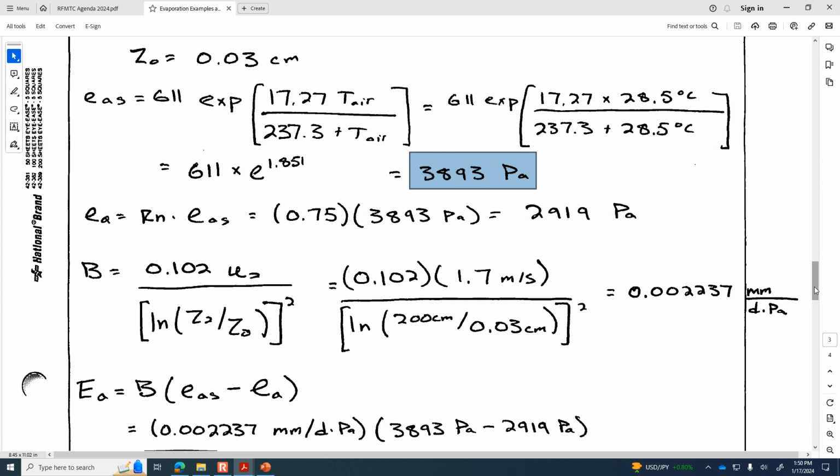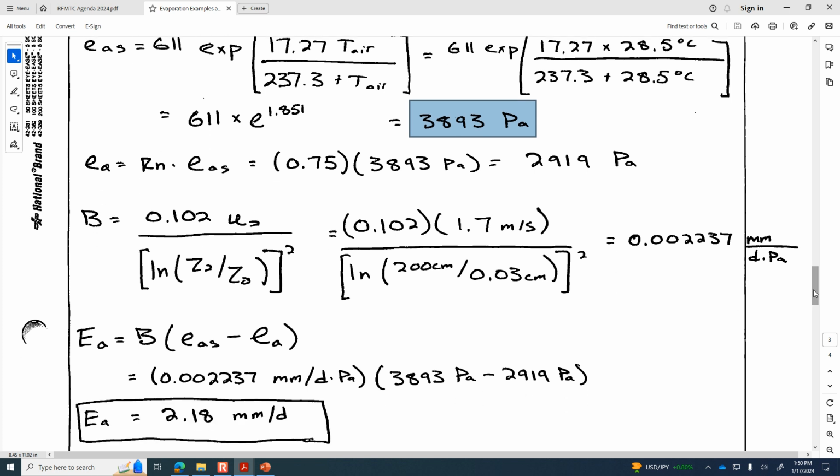So then we can calculate B using the wind speed and the roughness height. It will have units of millimeters per day per pascal. And then we multiply that by the difference in the saturated and ambient vapor pressure. And according to the aerodynamic method, we can have 2.18 millimeters per day.